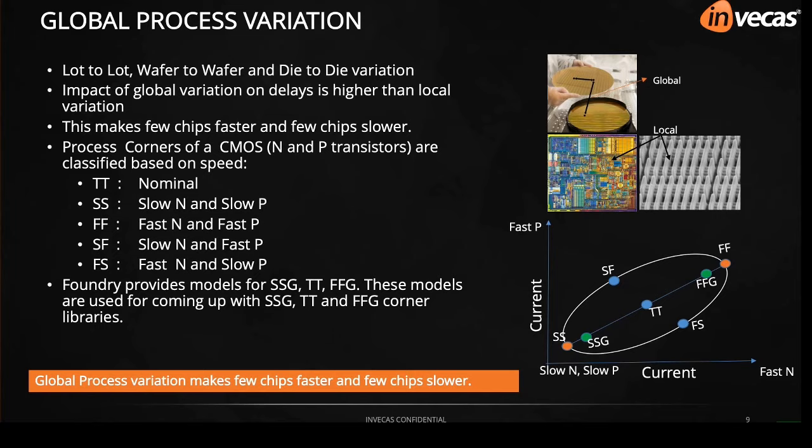If you take any transistor, the process corners are classified as 5 different types, and the same is shown in the slide. TT, which is nominal, SS slow-slow, FF fast-fast, and similarly SF and FS. In general, the foundry provides the models for SSG, TT, FFG, and these models are used to generate the different timing libraries which are used by the implementation engineers or by the STA tools to do the timing analysis.